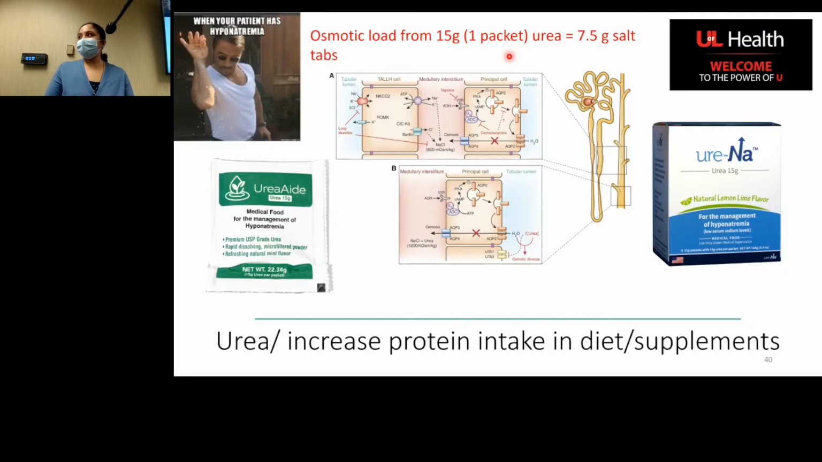Important thing to note is the osmotic load that can be given with 1 packet of urea is equal to 7.5 grams of salt tablets. So that's great, because having patients take 7 or 8 salt tablets is really, really challenging, especially the cancer patients. So some success there that we have noticed, but again, the expense is the problem.